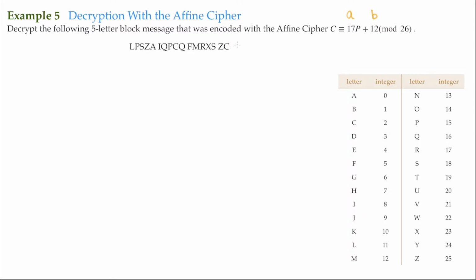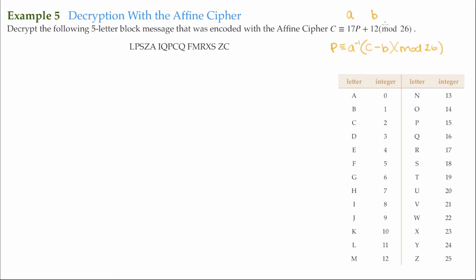So to decrypt this, the decryption for the affine cipher is the plain text is congruent to the inverse of A, so that's A inverse, and then that's multiplied to the ciphertext minus the shift. And of course, that's all going to be modulo 26. But before we can use this decryption here, we have to determine what the inverse is for 17 modulo 26.